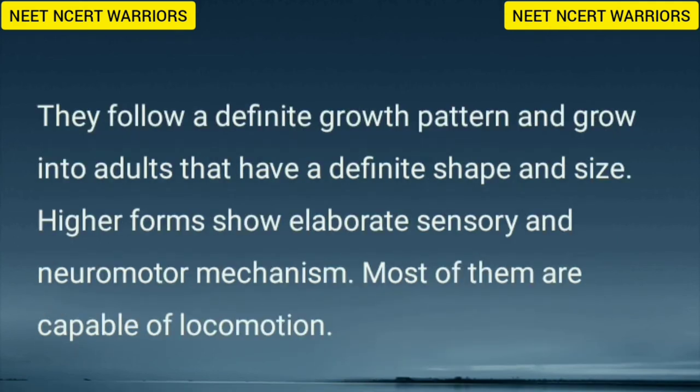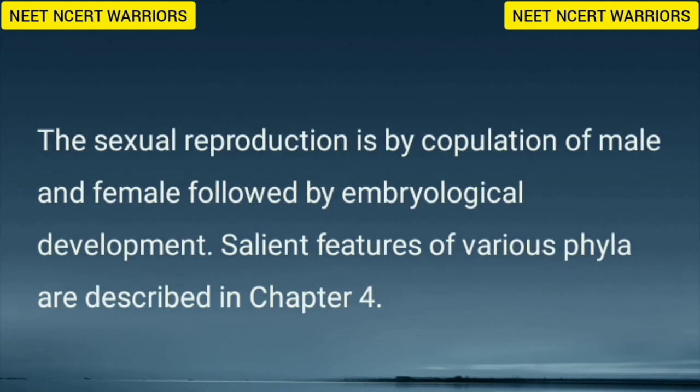They follow a definite growth pattern and grow into adults that have a definite shape and size. Higher forms show elaborate sensory and neuromotor mechanisms. Most of them are capable of locomotion. The sexual reproduction is by copulation of male and female, followed by embryological development. Salient features of various phyla are described in chapter 4.